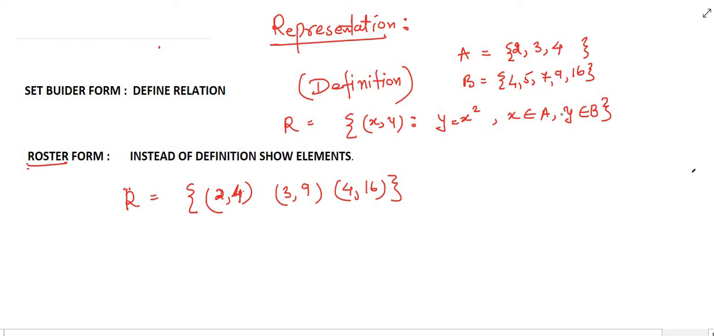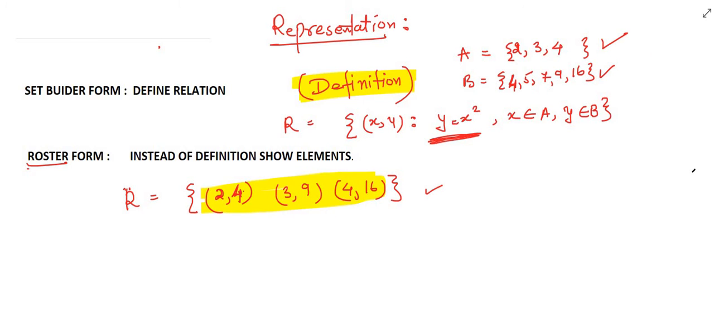So what does it mean? It means when you are making a relationship, x numbers have to be taken from set A and y numbers have to be taken from B, and this is the relationship between x and y. So using this definition you can find out the elements present in the relation. You will understand it better when we do examples. So this is enough to know that set builder form means a definition is given, and roster form means direct elements.